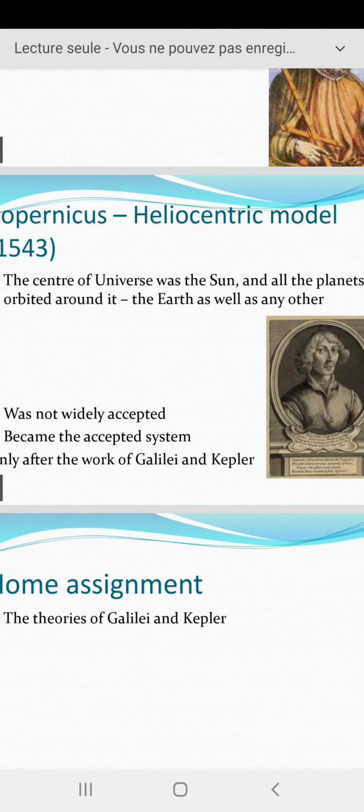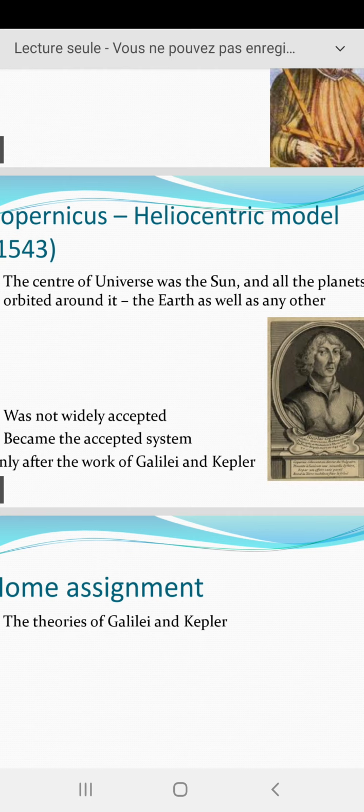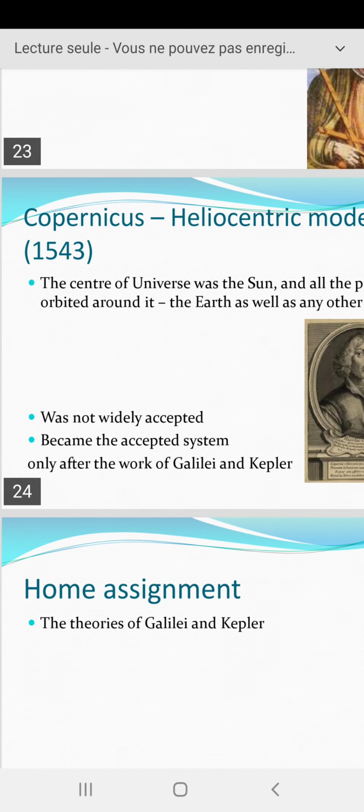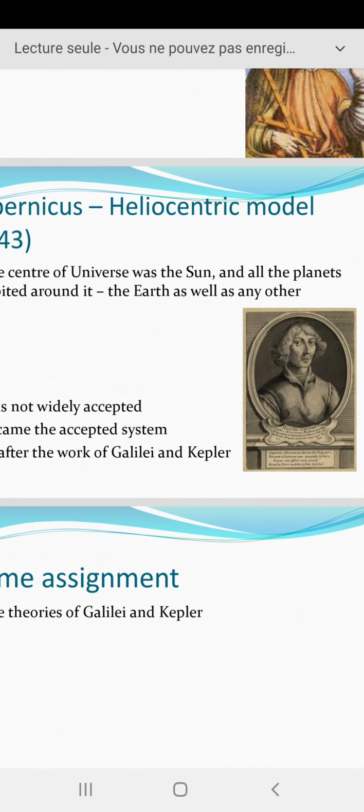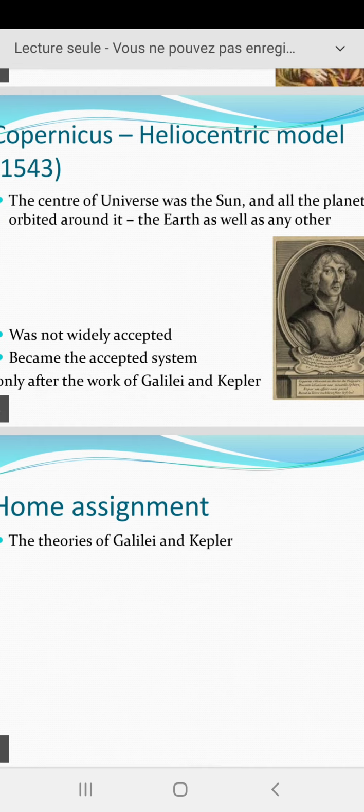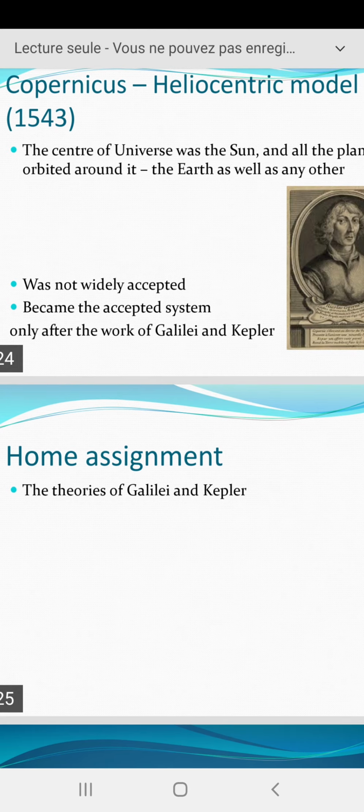Copernicus. Copernicus, even before Galilei, was the first to find out that the center of the universe was the sun, not the earth, and all the planets orbited around it. He believed that the sun was the center and that all the other planets turned and revolved around it, the earth as well as any other. Right?